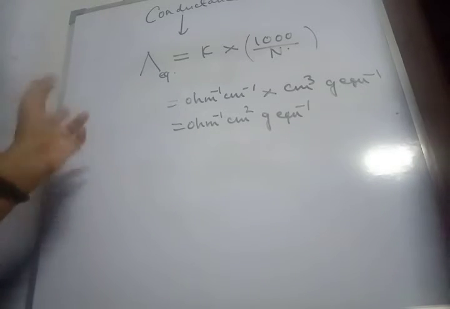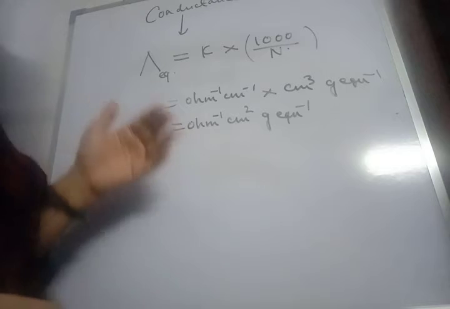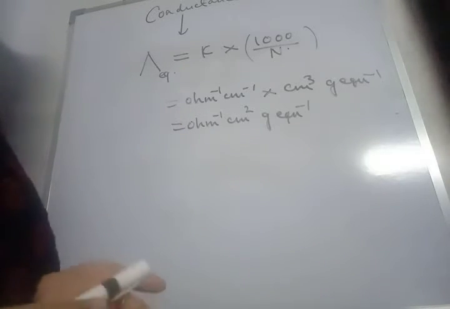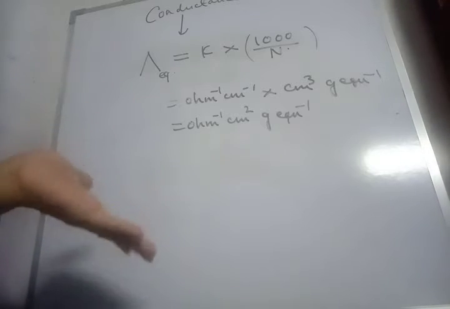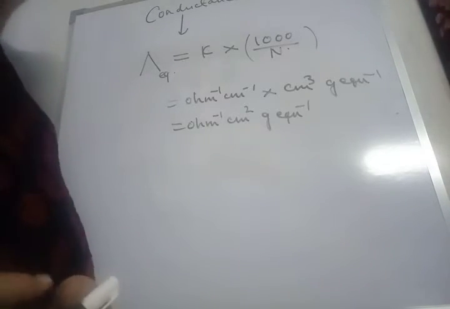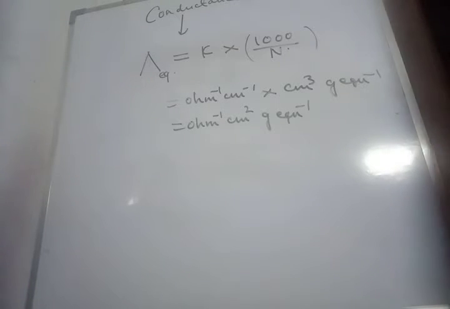The difference between equivalent conductance and molar conductance is that in case of molar conductance, we take the concentration in molarity, that is moles per liter. In case of equivalent conductance, we take the concentration in gram equivalent per liter, or normality. Okay.